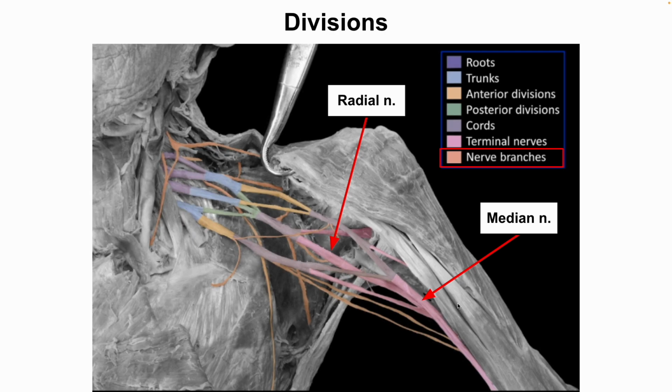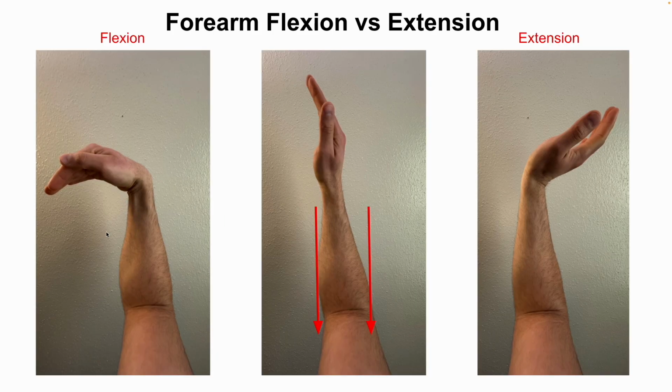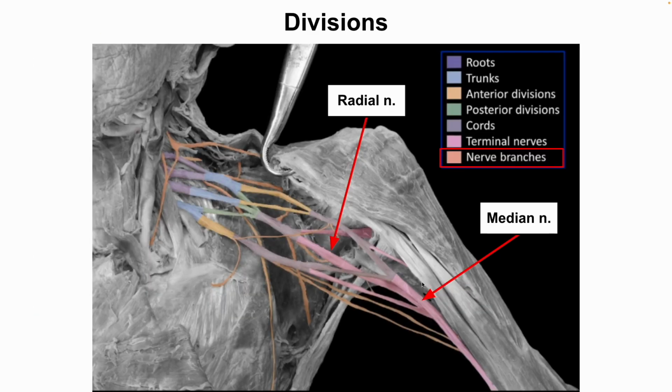The median nerve is going to innervate these muscles, and as we can see here, the median nerve stems from the anterior division of the brachial plexus. So that's what I mean. There's two divisions, and that's going to allow for two different sorts of movements.